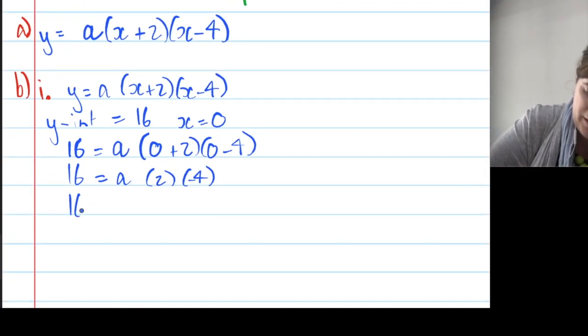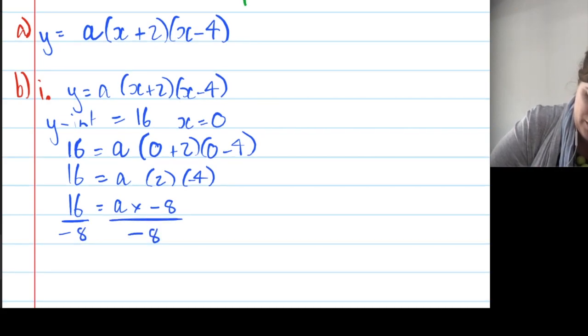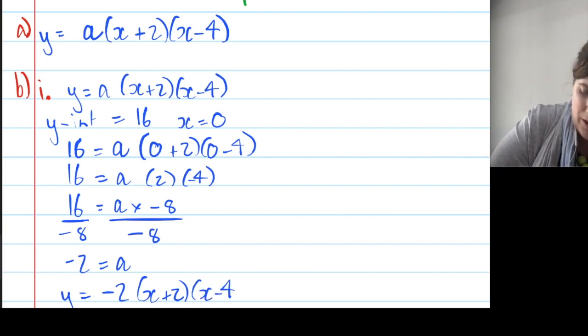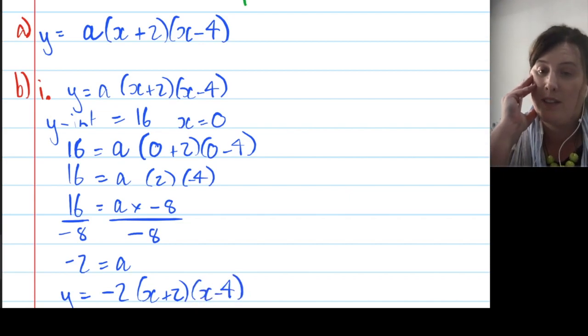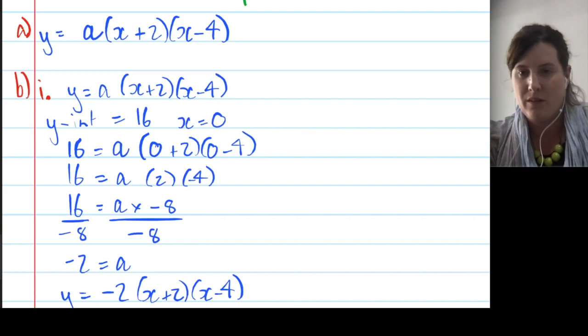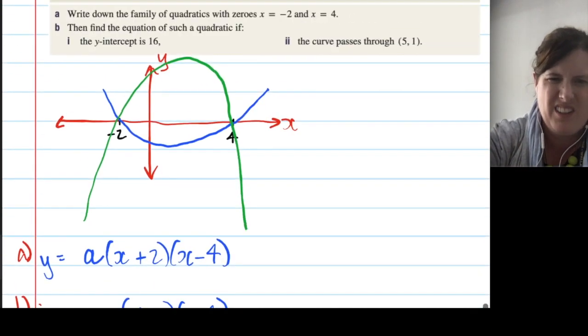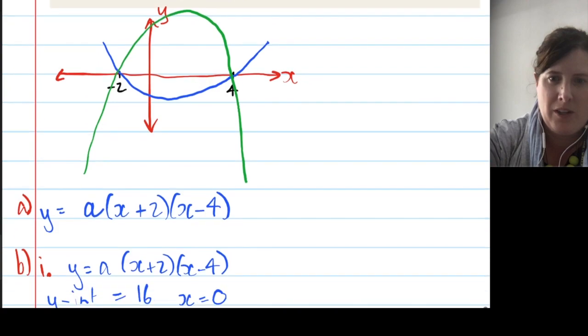So 16 equals a times, and that's going to come out as negative 8. So 16 divided by negative 8, negative 2 equals a, which means my formula is y equals negative 2 outside of x plus 2, x take 4. Now we've done enough maths that we know how to sketch this now. I'm not going to bother. Why bother? They haven't asked us to. Have they? No, just write down the equation.